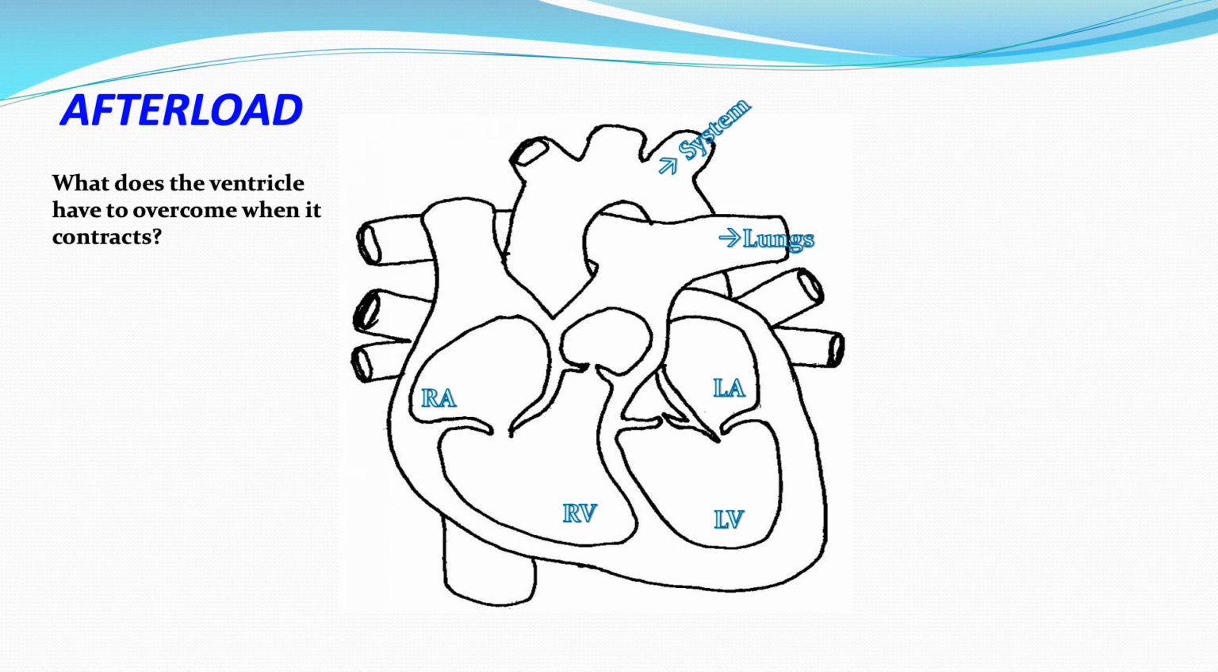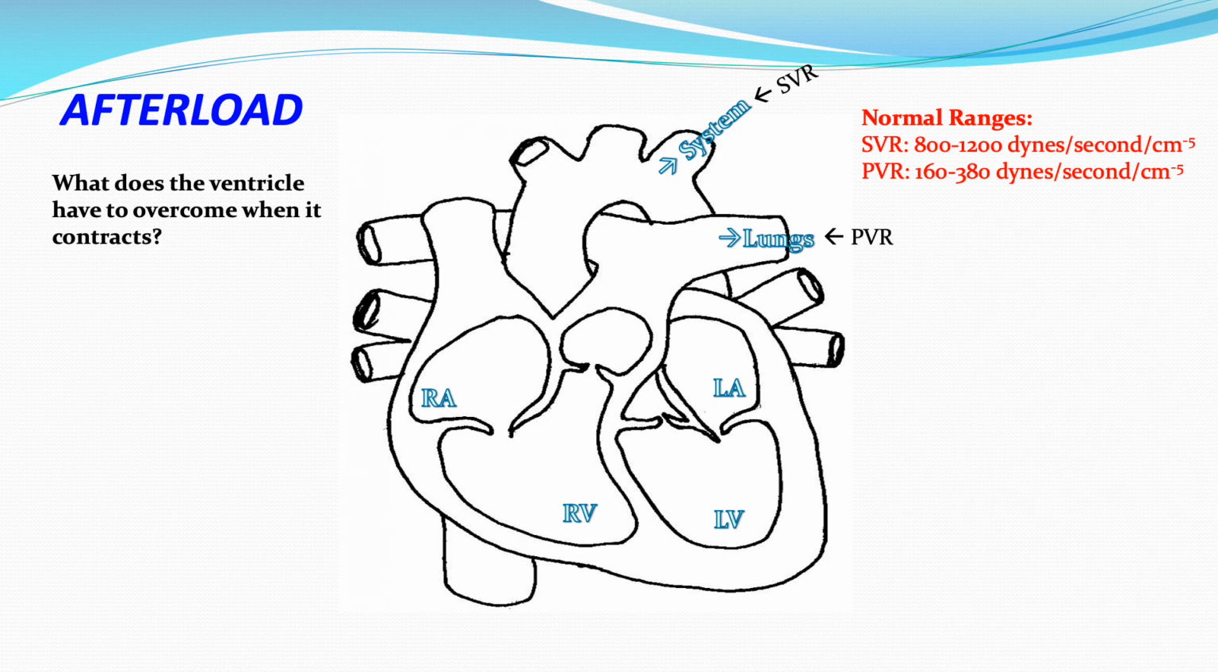So back to your heart drawing, right where SVR and PVR would be found on this image. Pause the presentation and then restart it to check your answer. So here's where your SVR and PVR would be. Just note that each of these has arrows pointing back to the heart, showing that the direction of pressure is actually against the heart or against the ventricle.